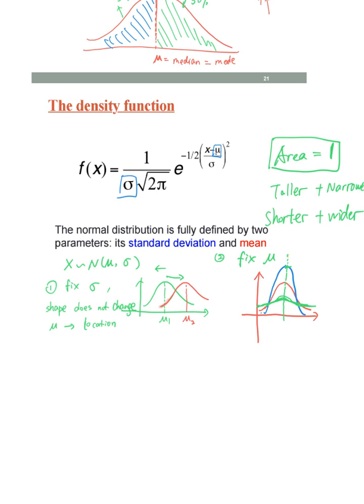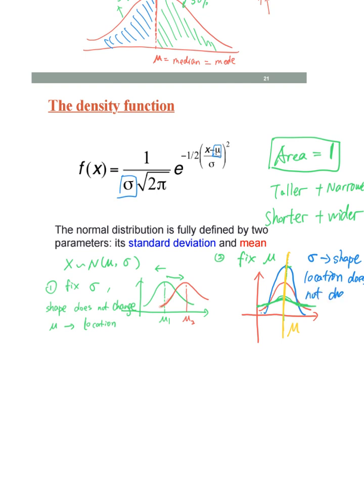The axis of symmetry, I use yellow color. The axis of symmetry is fixed. So no matter the blue curve, the red curve, and the green curve, they have the same axis of symmetry. Okay, and the change is the shape, right? So if sigma is changed, we need to change the shape. Sometimes it becomes taller, narrower, sometimes it becomes shorter, wider, but the location doesn't change.